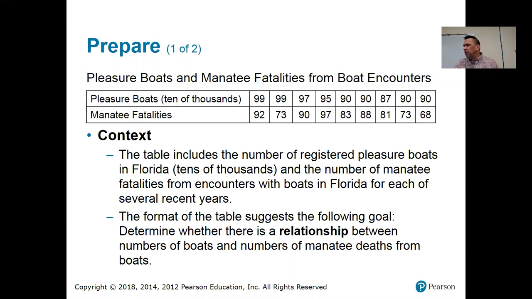So one idea is that the more pleasure boats there are out, the more likely it is that the sea creatures might get hurt from the boats, right? So this table includes the number of registered pleasure boats in Florida in tens of thousands, and the number of manatee fatalities from encounters with boats in Florida for each of several recent years.